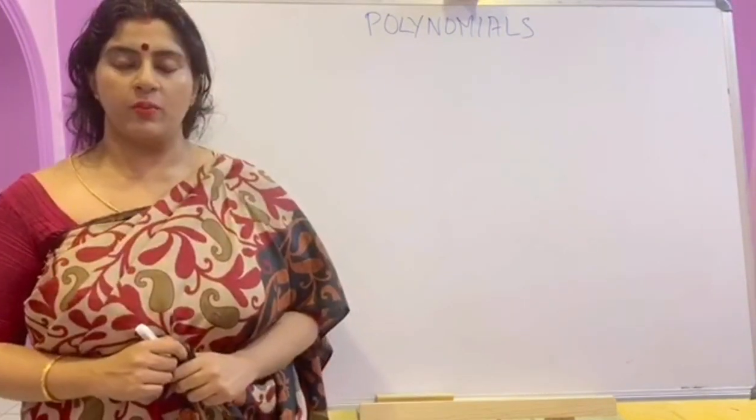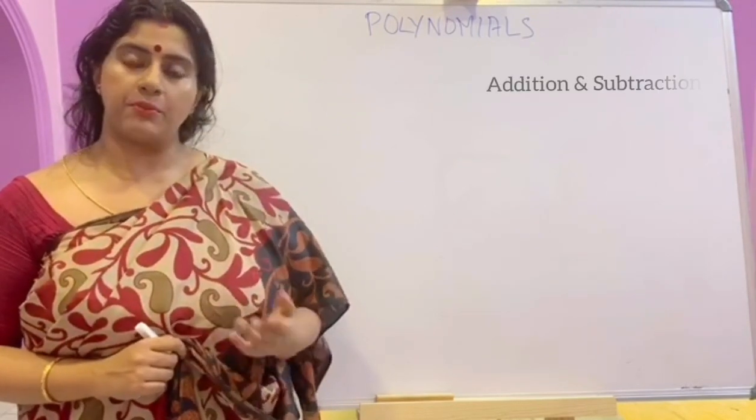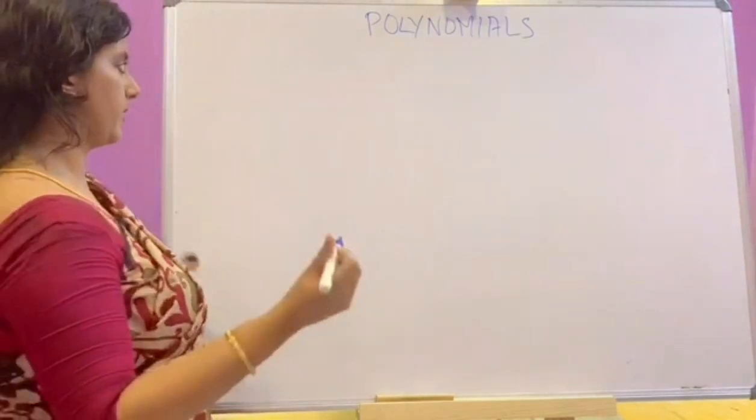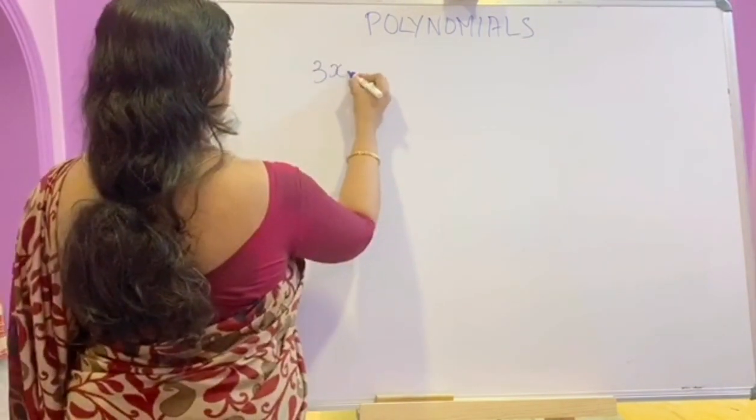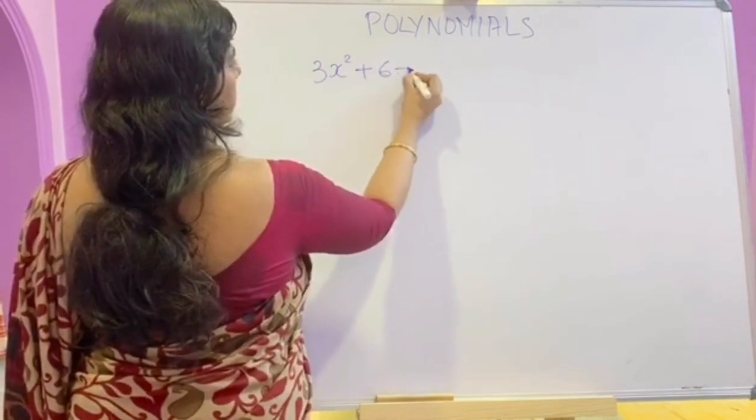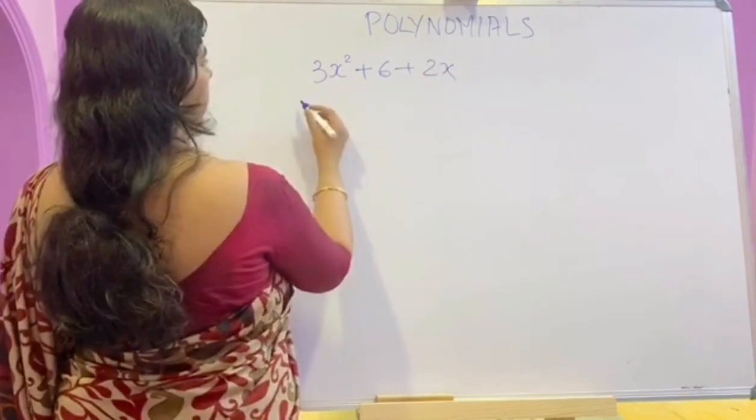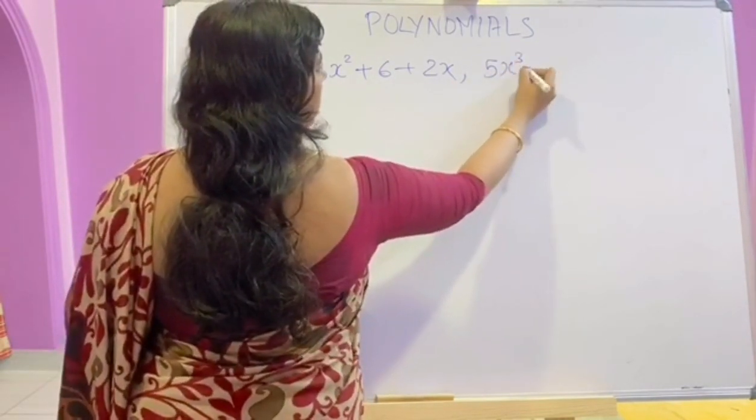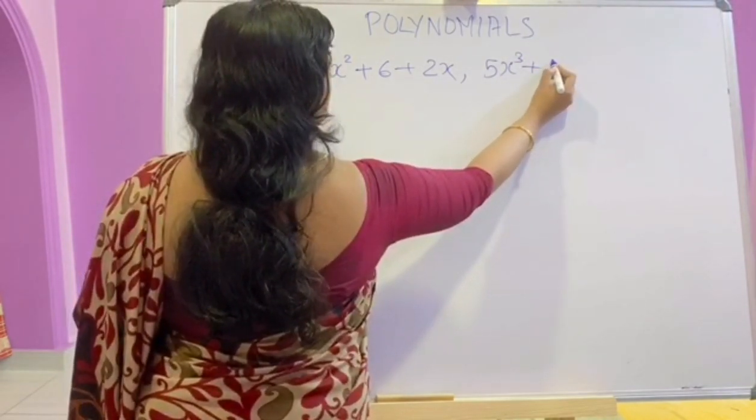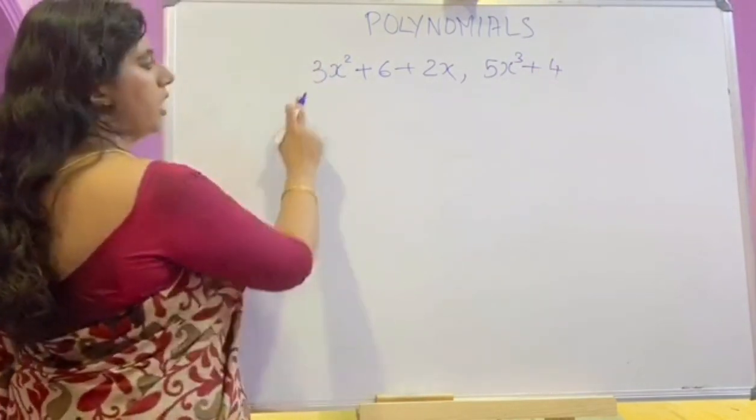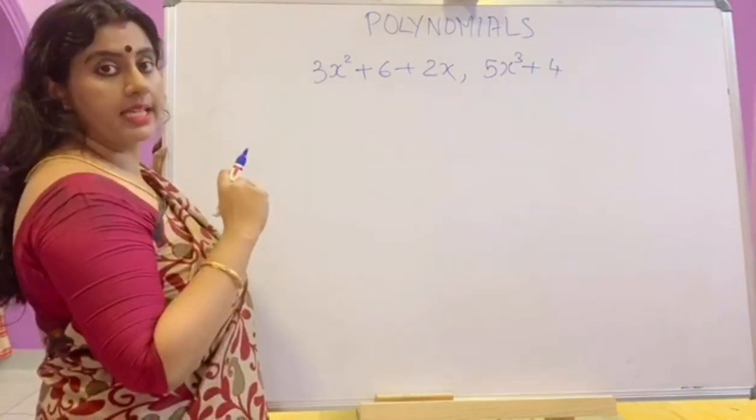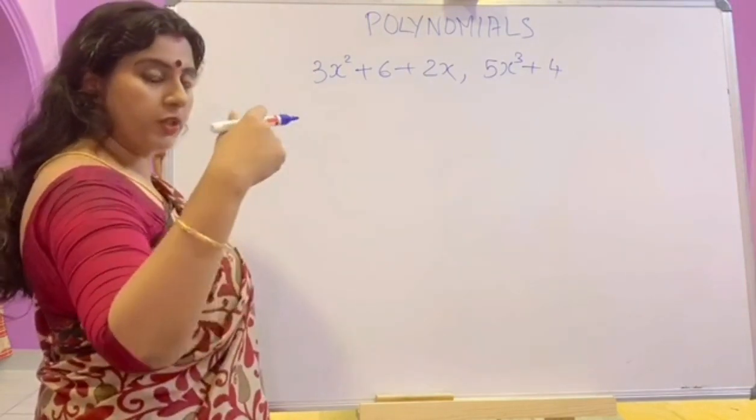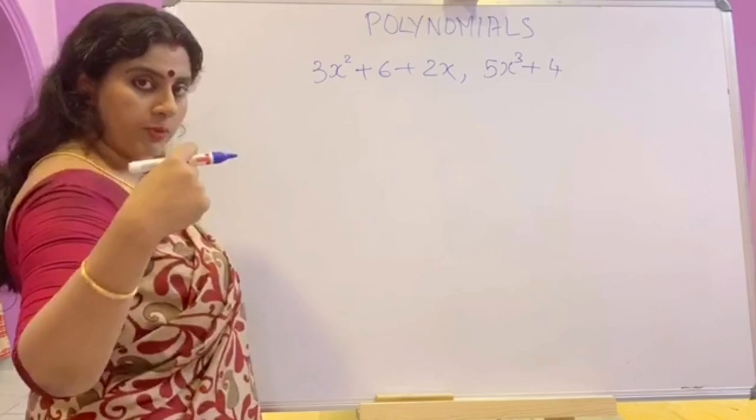Now in this chapter, we want to know about the addition and subtraction done in between two polynomials. I will show you examples. 3x square plus 6 plus 2x, you want to add it with 5x cube plus 4. Now, first you want to rearrange in the descending order, that is biggest power, then coming to the next lowest power, like that.